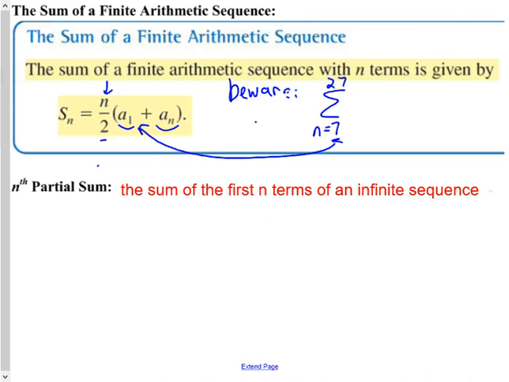We're not starting at sum 1, okay? But the pattern still works. Okay? And reminder, the partial sum is the first, like if we had a third partial sum, that'd be the sum of the first 3 terms.